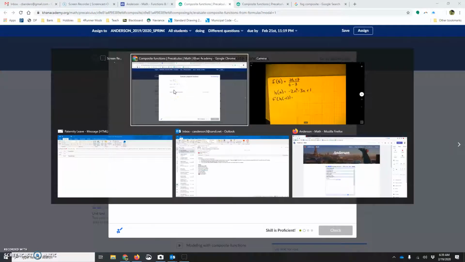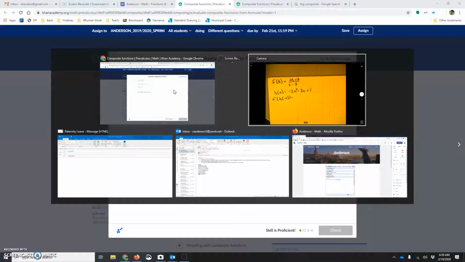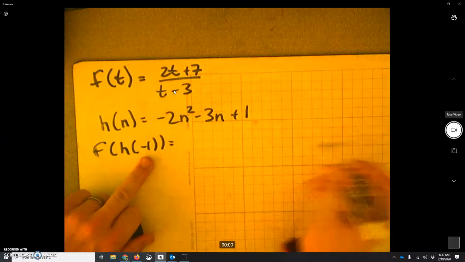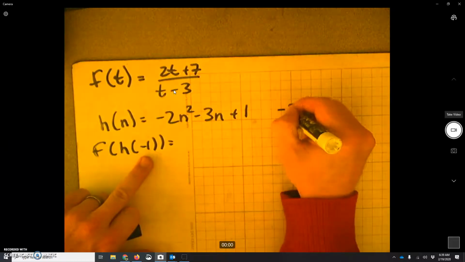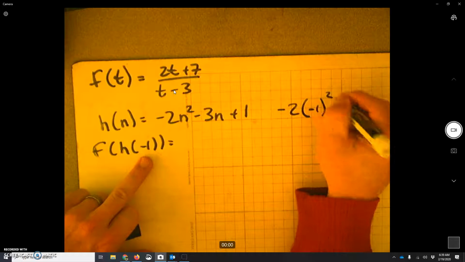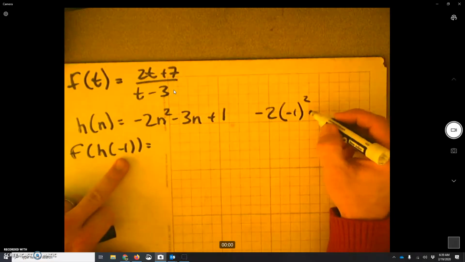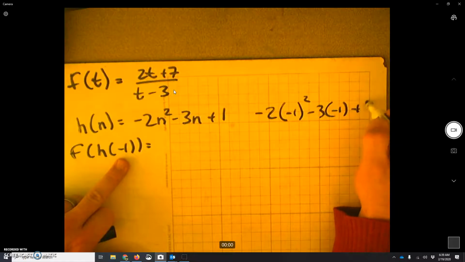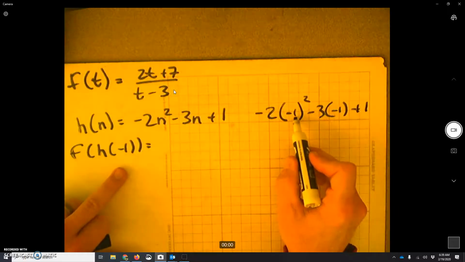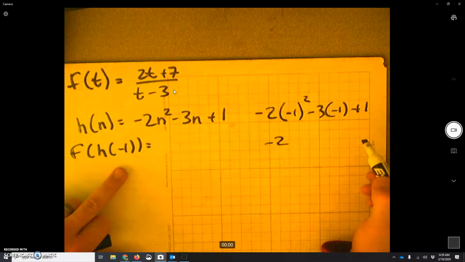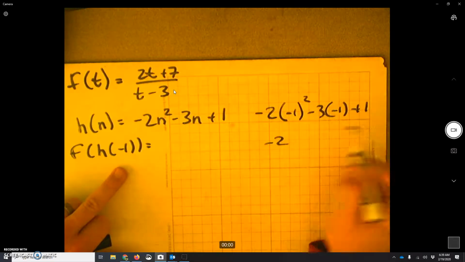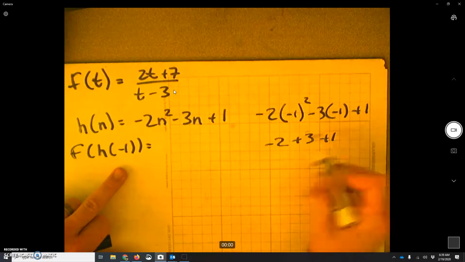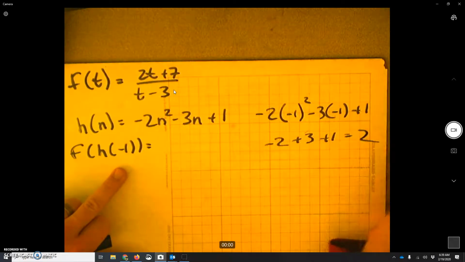So I have it written down. Boom, right here. So negative 1 goes in up here. So we have negative 2, negative 1 squared. That's going to turn positive, don't forget. Minus 3 times negative 1 plus 1. So this is positive 1 times negative 2 is negative 2. Negative 1 times negative 3 is positive 3. And then plus 1. So we have a 4 minus 2 is 2.